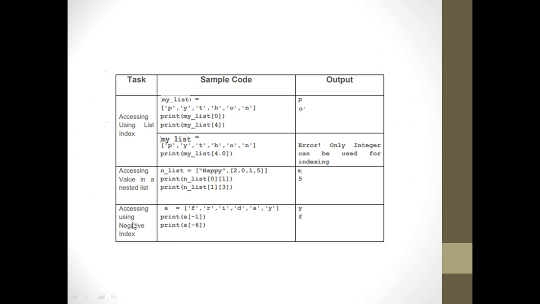Let us consider accessing using negative index. So here print A of minus 1 prints the last element. Print A of minus 6. So minus 1, minus 2, minus 3, minus 4, minus 5, minus 6. It prints F.